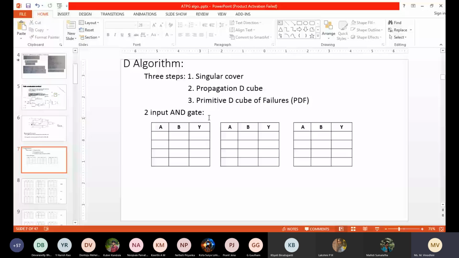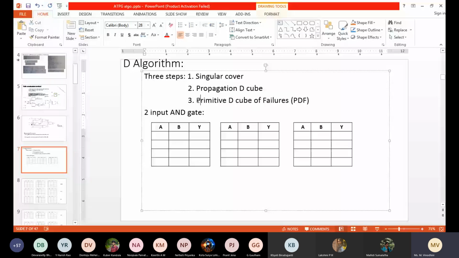So 3 steps here: singular cover, propagation D cube, and now the third step, primitive D cube of failures. This third step I need to proceed with a specific circuit given to me. So I am not going to explain this today. Today I am going to explain only singular cover and propagation D cube: how to get the singular cover and the propagation D cube for all the gates.